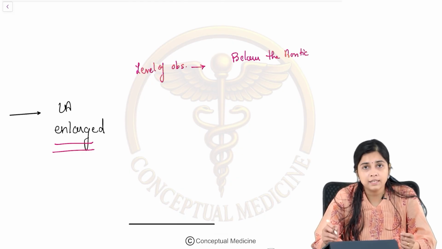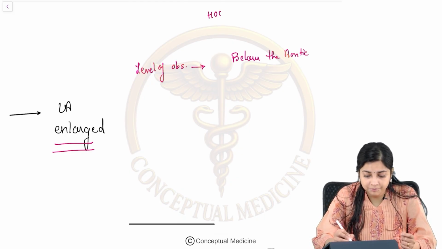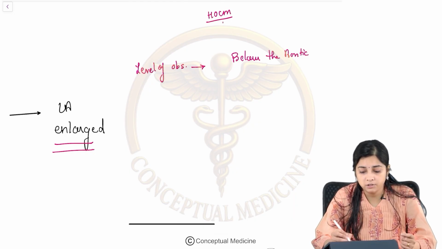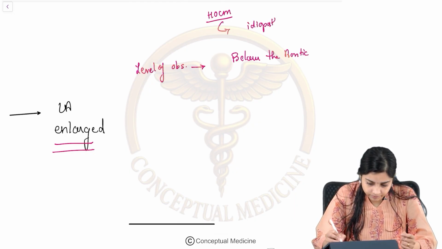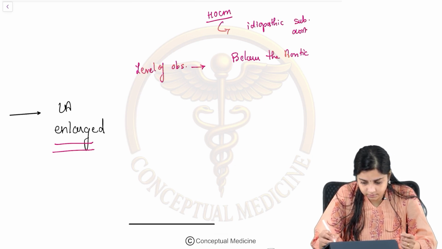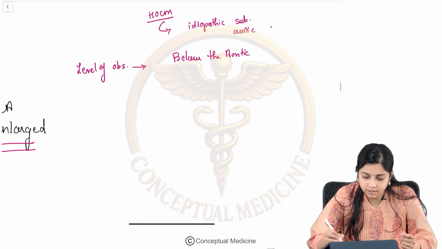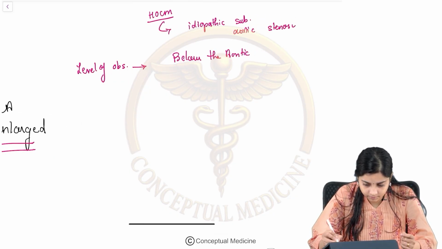That is the reason why the HOCM, or the hypertrophic obstructive cardiomyopathy, is also called idiopathic subaortic stenosis. Fine.